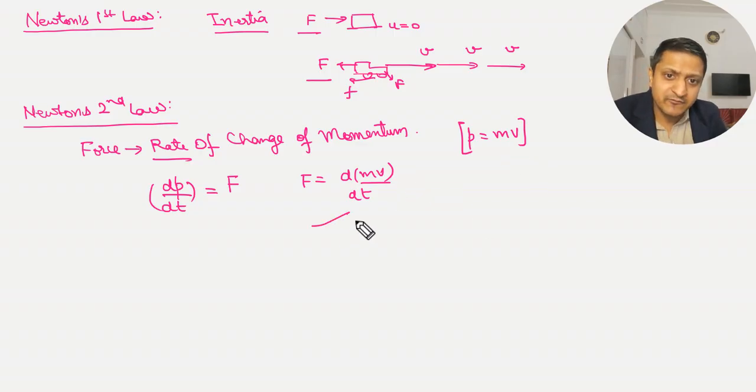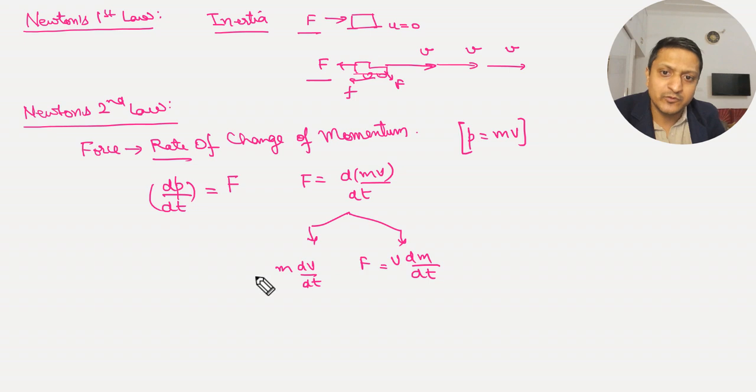From here we get two formulas. One is when the mass is constant, we get m dv by dt. When the velocity is constant, we get v dm by dt. Both are equal to force. So this formula becomes ma and the other remains v dm by dt.